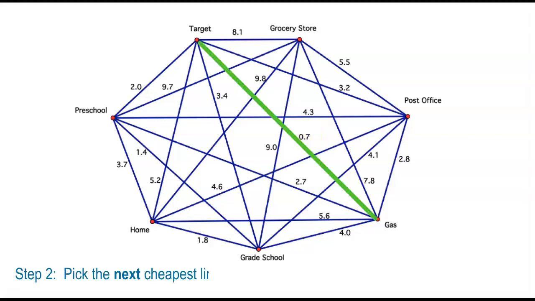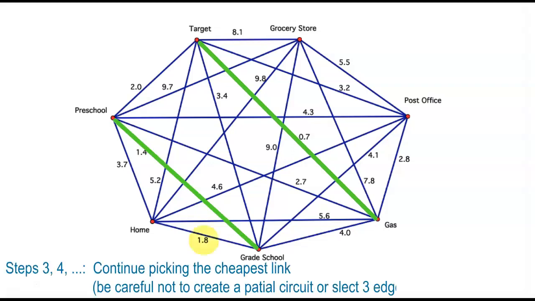Now we scan the graph for the next cheapest link, or the next smallest weight. Scanning the graph, the next smallest number we find is 1.4, so we want to include this edge in our route. Repeating this process, we find the next cheapest link to be 1.8 between home and grade school. Next is 2.0 between preschool and Target. The next cheapest link is 2.7 between preschool and getting gas.